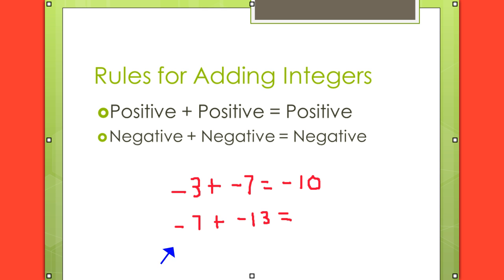I have the same thing going on in this next example. I have a negative 7 plus a negative 13. My math operation is addition, so I'm adding two integers. The signs on my integers are the same. I have a negative and a negative, so negative 7 plus negative 13 is negative 20. And again, remember to bring your sign over. That's probably the most common mistake kids will make, to lose that sign. I do that myself from time to time, so just be real careful with your negative signs when doing integers.